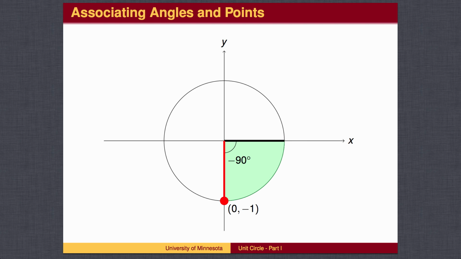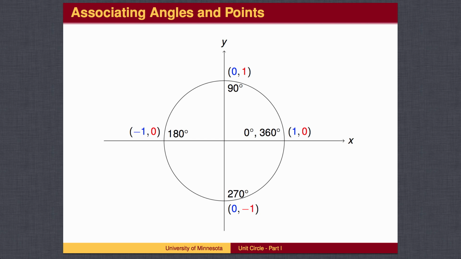We can also have the angle go clockwise from the x-axis rather than counterclockwise. In this case, the angle will be measured as a negative angle. For example, the angle -90 degrees corresponds to the point 0, -1. To recap, we have developed a function which has as its input an angle, and the output of the function is a point, that is, an ordered pair on the unit circle.